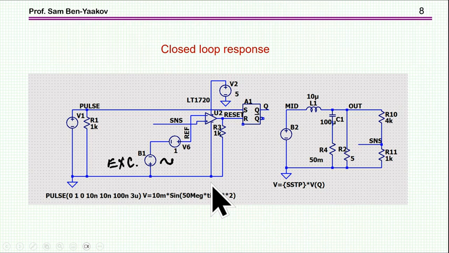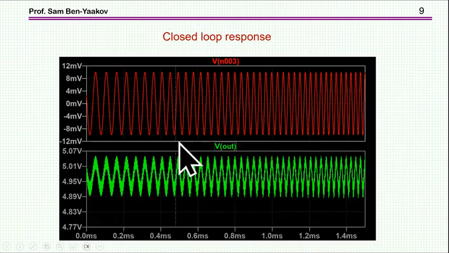Another question is, how fast is the response? And to test this, I'm adding here to the reference an excitation. This is the excitation, 10 millivolt peak, and this is a sinusoidal or semi-sinusoidal waveform whose frequency is changing with time, like a chirp signal. I'll show it in a minute. So this is the excitation, and I'll be looking at the output to see how the system is responding to this actually AC input.